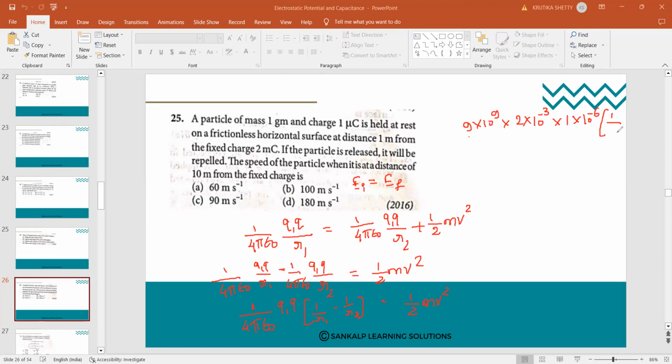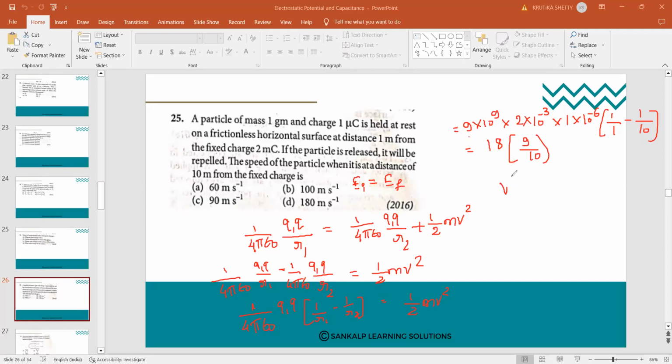So r1 is 1 minus 1 divided by r2. r2 is 10. So this is equal to, 9 into 2, 9 2s are 18, 10 raised to -3 -6 becomes -9, plus 9 into -9 cancels. So inside the bracket, 1 by 1 minus 1 by 10. So LCM will be 10. If I simplify, I'll get 9 divided by 10. Correct? So this is what half mv square is equal to. I am getting this.